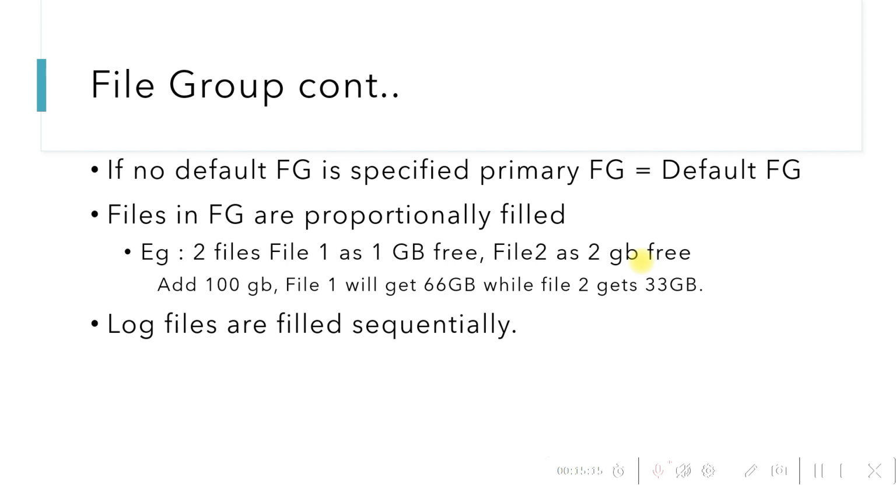For example, if I have two files, one is 1 GB, another one is 2 GB, and if I add 100 GB of data to the database, the first file will get 66 GB and the second one will get 32. So that is the proportional fill algorithm that SQL Server uses. And that is to ensure that all the files in a file group get filled around the same time, right? So that's what it is.